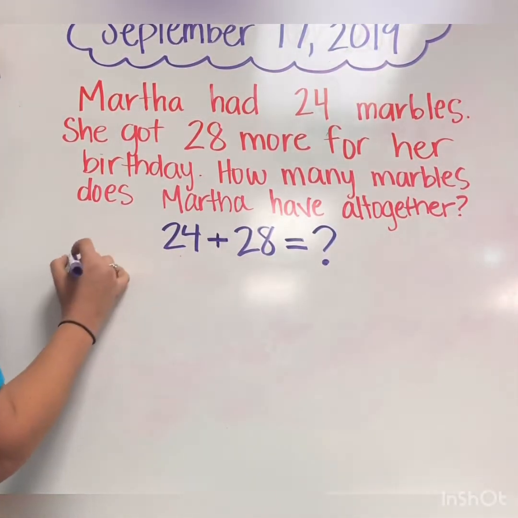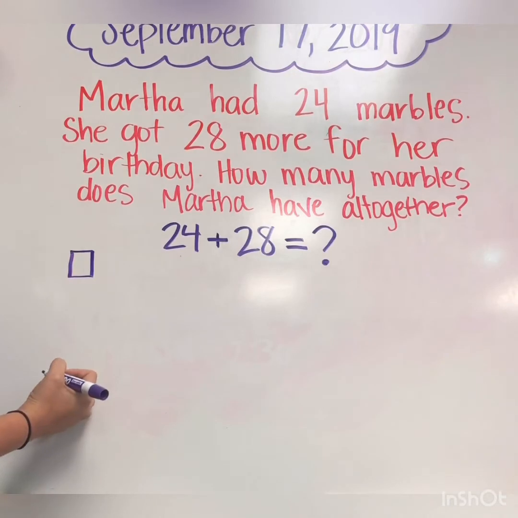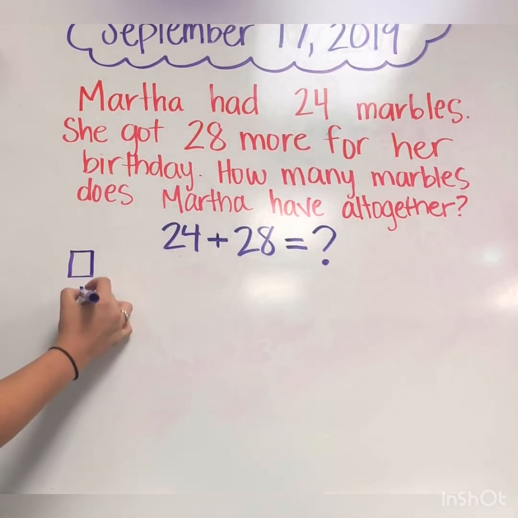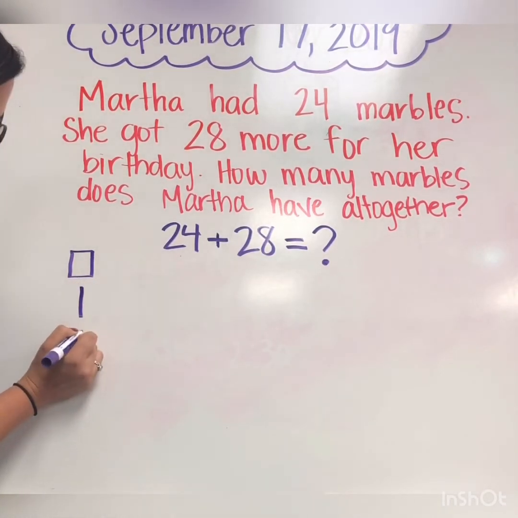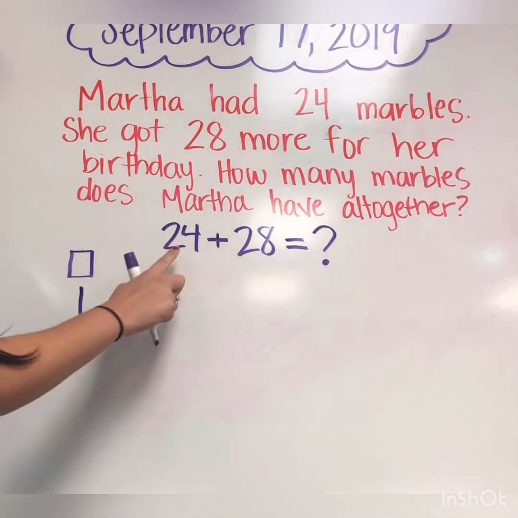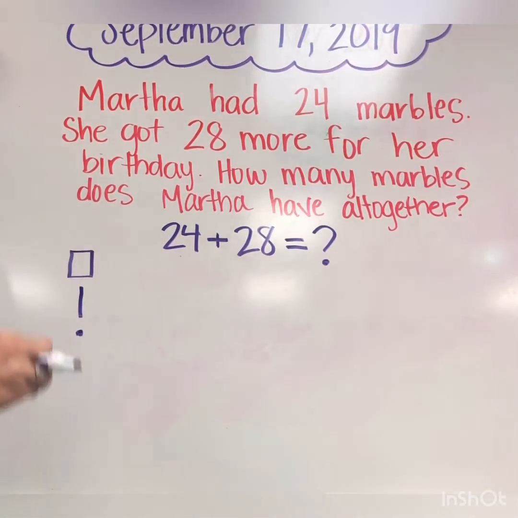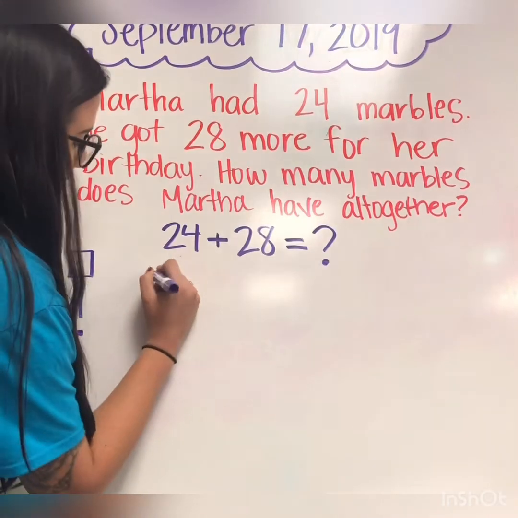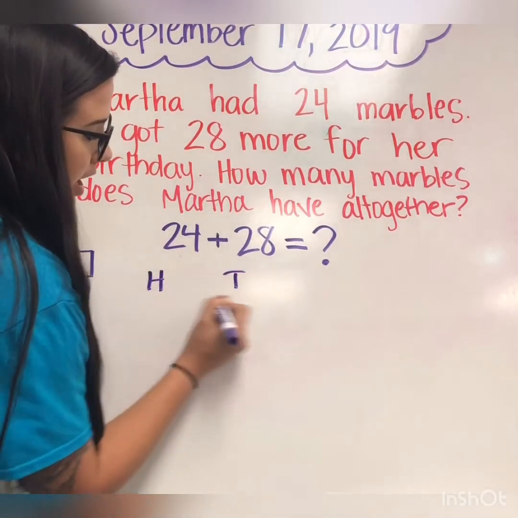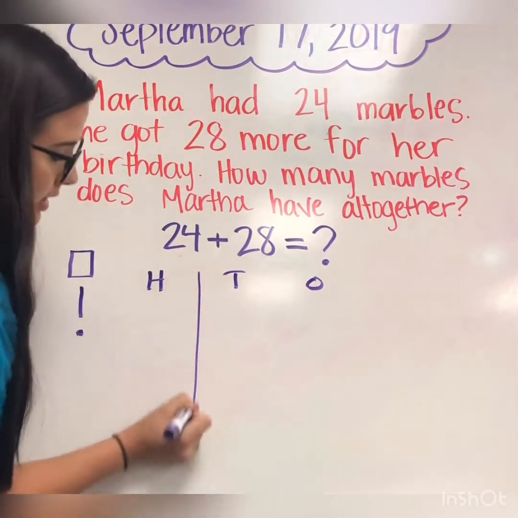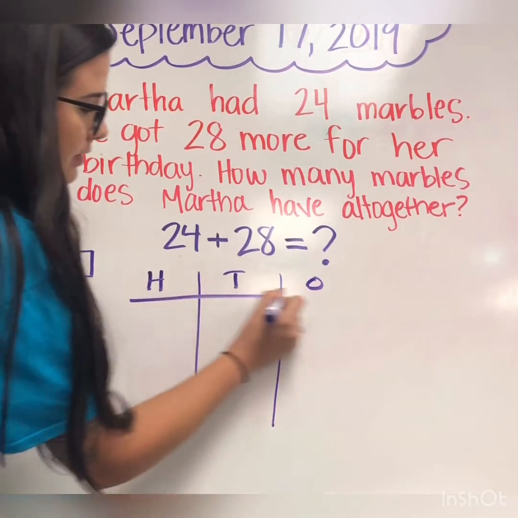So in base 10, 100 is represented by a square, a 10 is represented by a line, and a 1 is represented by a dot. So I need to build both of these numbers and count them all up together. So I like to use an HTO chart, which stands for hundreds, tens, and ones, to keep myself organized.